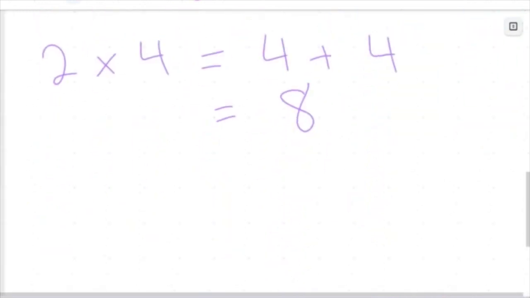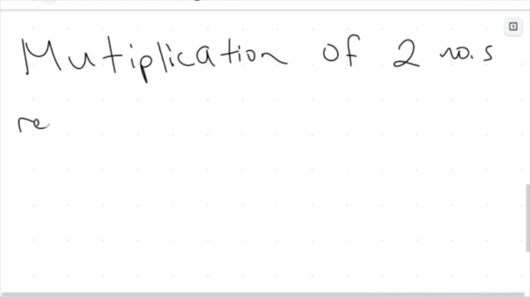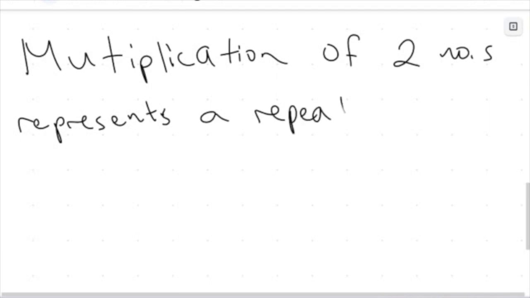So multiplication, let's define it here. Multiplication of two numbers represents a repeated addition.